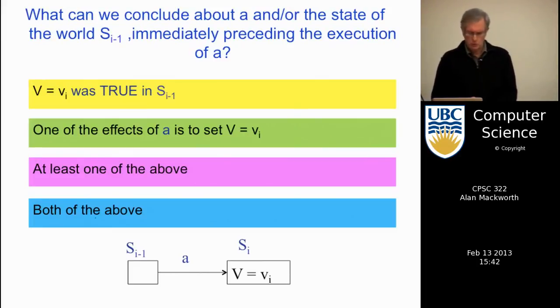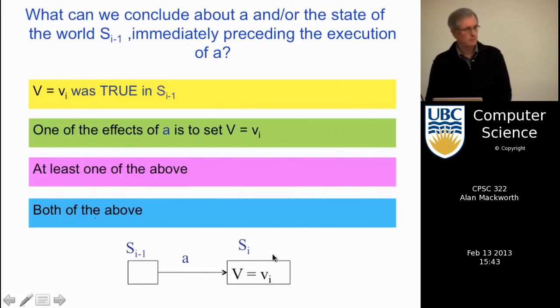V equals VI was true in the previous state. One of the effects of A is to set it to true. At least one of the above is true. Both of the above are true. Think about the Sam wants coffee example previously. So all we know is that it's true here. So what can we conclude from that? Talk to your neighbor. See a lot of uncertainty here.